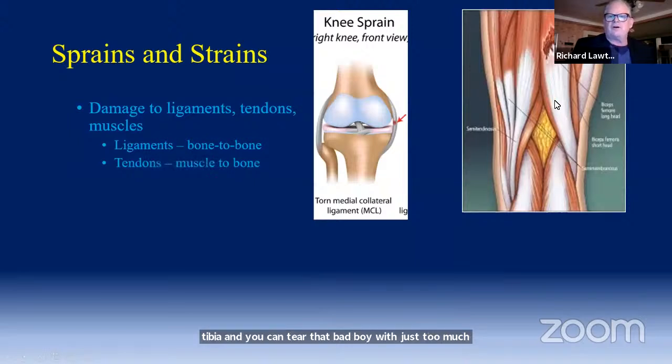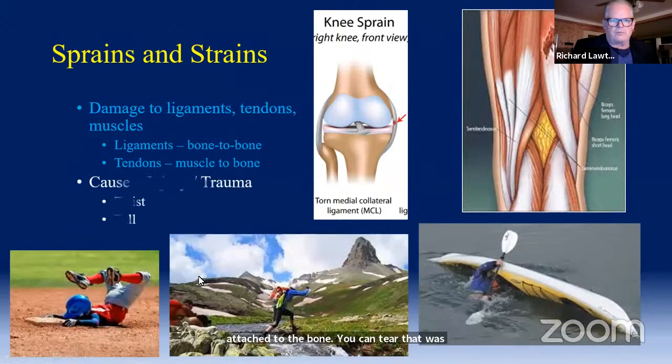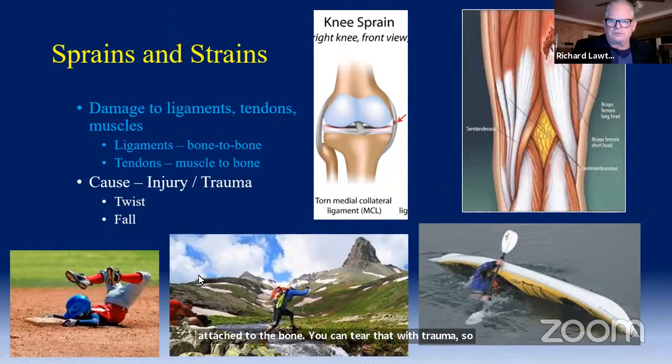Here's a view of a knee from behind. We're looking at someone from behind the knee, and this shows all the hamstring tendons, and you can strain your tendon or develop a little tear in your tendon. A tendon will go from the muscle, represented here by this muscular looking tissue, all the way down and attach to the bone. You can tear that with trauma. So again, the mechanisms are usually a twist or fall or eccentric load to the joint.